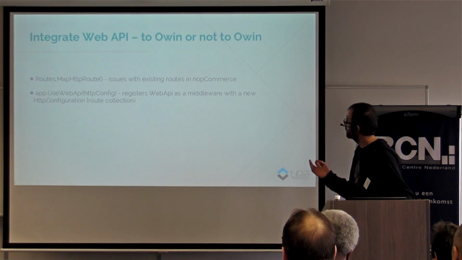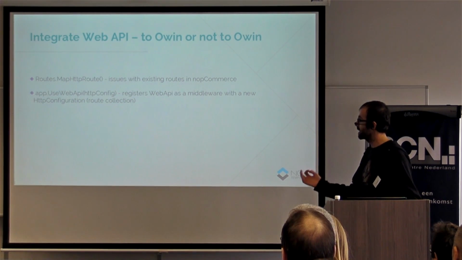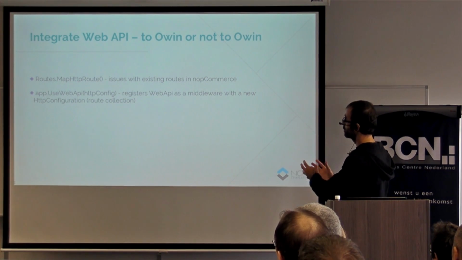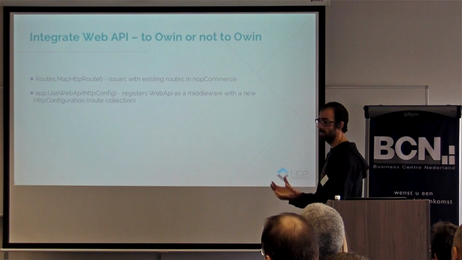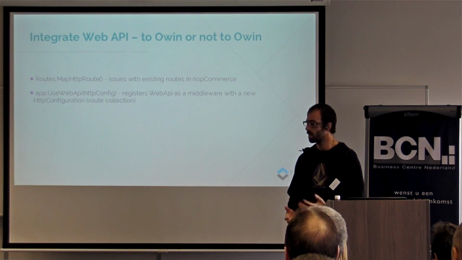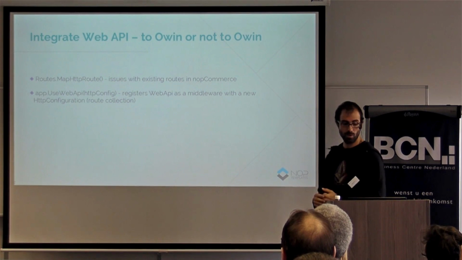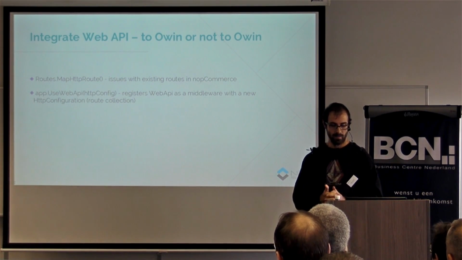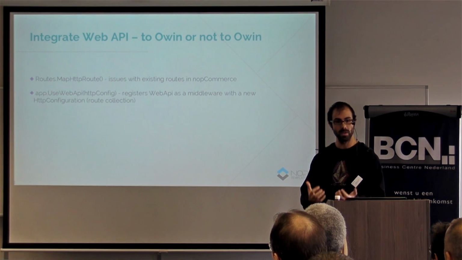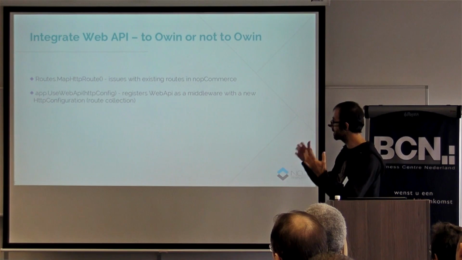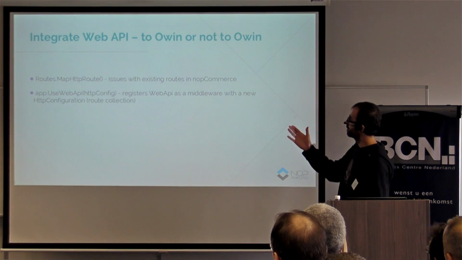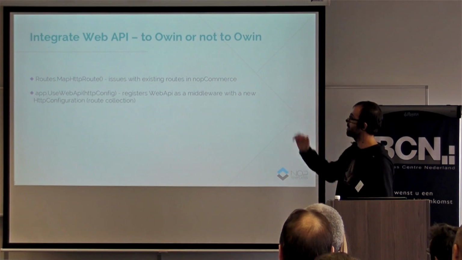Integrating Web API into nopCommerce was the other challenge, which was more straightforward. We had a choice either to use Web API as just another assembly that we reference and inherit from the API controllers and everything, or use Web API as an OWIN middleware. First of all, we use OWIN anyway because we need the additional middlewares from NuGet, like the bearer token middleware and the cross-origin policy middleware, etc.